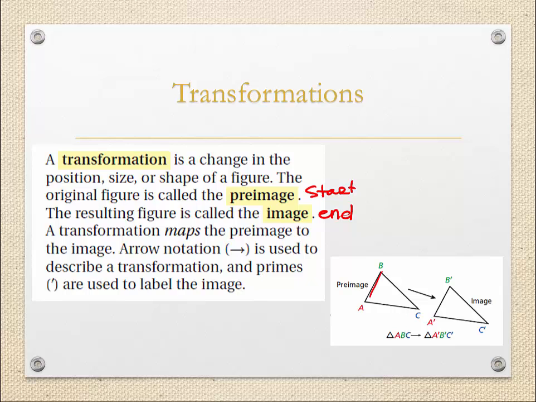So in this first image, this start here, we have triangle ABC. And then this arrow says that we did something to it, that we transformed it into triangle A prime, B prime, C prime. So these primes, these little slashies next to all the letters, just means that B went to B prime, A went to A prime, and C went to C prime. It's like the new version of those letters.